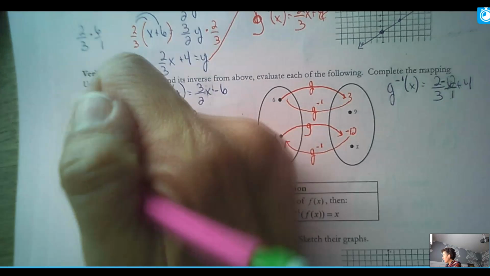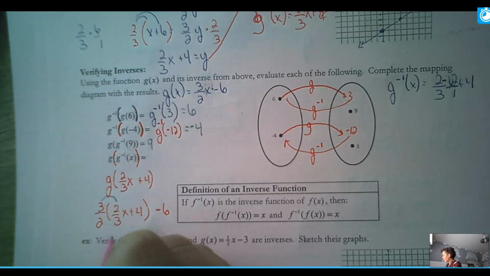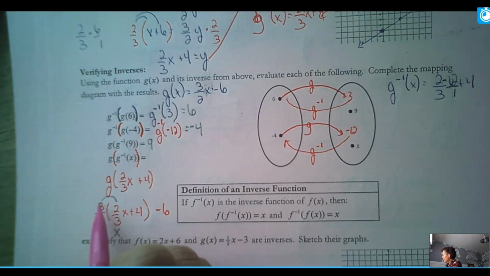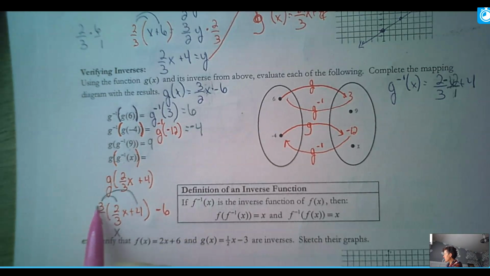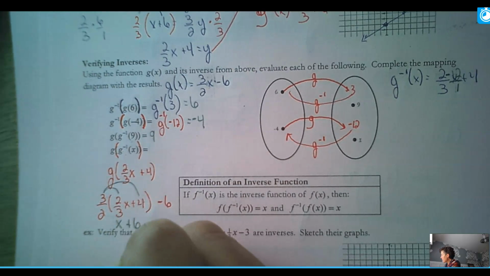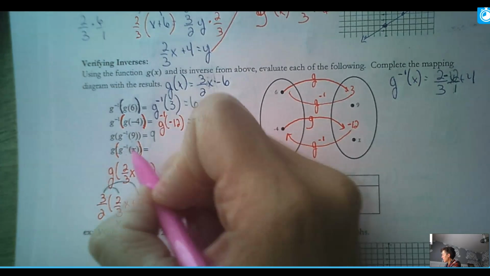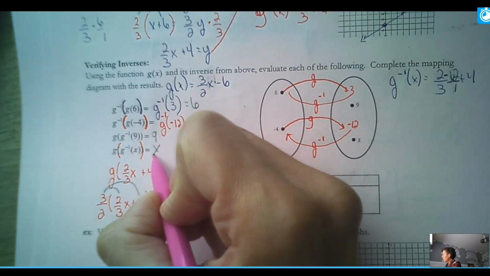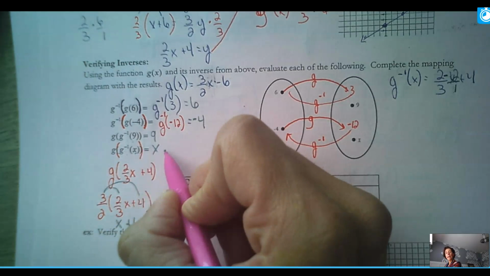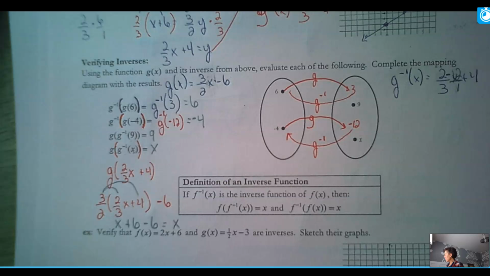So when I take 3/2 times 2/3, that becomes 6/6, which is 1, and 1 times x is the x. And when I take 3/2 times 4, that's 12/2, which is 6. And then there's the -6. And when I'm done cleaning this up, I get just x. So here, if you put x in, then you should get x back out at the very end. Okay? And that's how you define an inverse function.